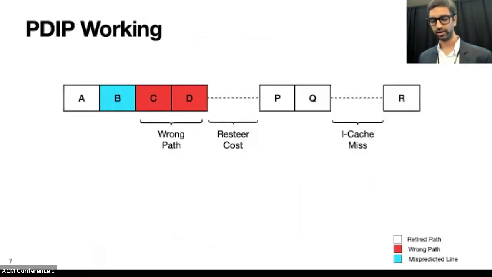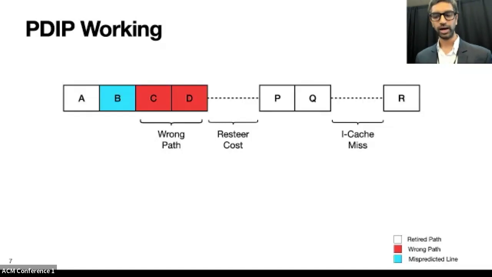Now I'm going to show an example composed of what I've shown before. Assume we see these cache lines in the decode stage of the pipeline. Here we see cache lines A, B, C, D, and we have a branch misprediction at line B. Then C and D are on the wrong path, and now you pay the resteer cost, and then you go down the correct path.